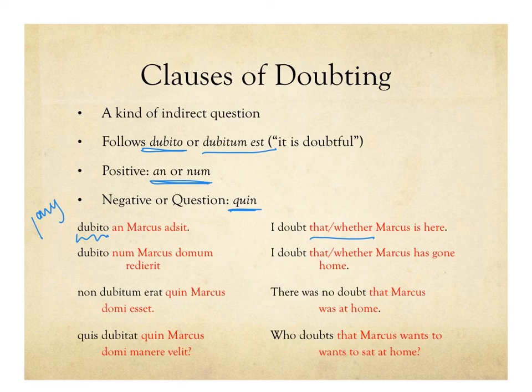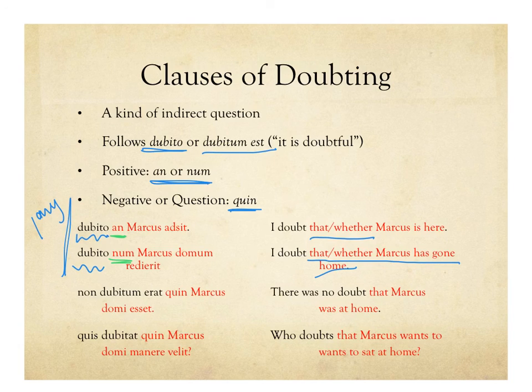We can also use, using sequence of tenses, we could talk about something you doubt now about something that happened in the past, right? Dubito num Marcus domum redierit. I doubt that Marcus has gone home, right? So this is really talking about, I doubt now that Marcus went home earlier, right? So here we use the perfect subjunctive in primary sequence to talk about a past action. But we're still doubting, we're using either an or num.